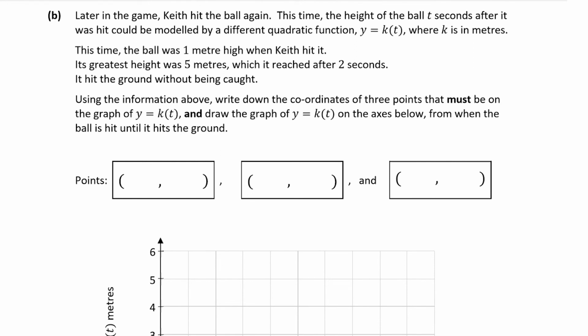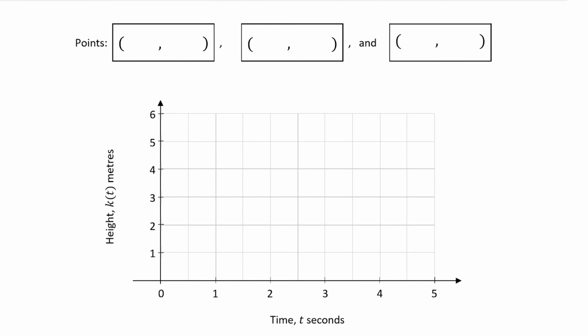So we have to write down the coordinates of 3 points that must be on the graph, and then draw in the graph on the axes below. So first of all, let's have a look at the axes below. We're told that the x value is the time in seconds after the ball had been hit. So these are the x values, and this is important for the coordinates. And then the height, which is k of t meters, is going to be the y values. So once again, that's important for the coordinates.